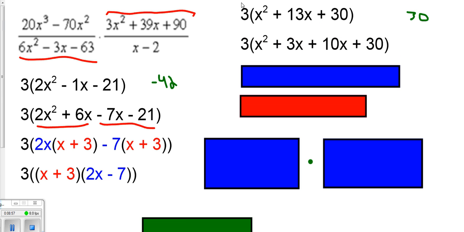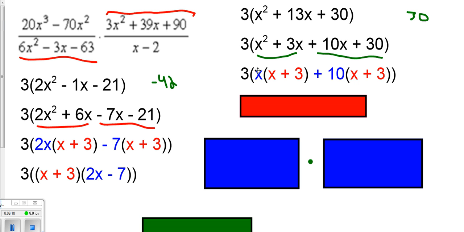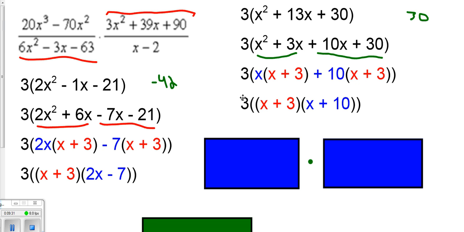So 3 stays on the outside like before. x squared plus 3x plus 10x plus 30. These two, the 3x and the 10x, would add back up to 13x. Now we factor by grouping again. Here is one group, here is the other group. Out of our first group, we can take x. So x comes on the outside, and we have x plus 3. Out of this second group, we can take out 10, and we're left with x plus 3. Notice x plus 3 and x plus 3. So what are our 3 factors then? 3 on the outside, x plus 3, x plus 10.